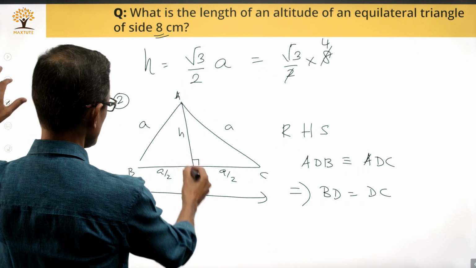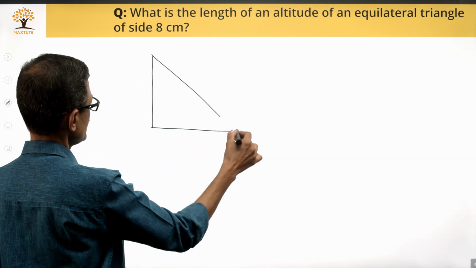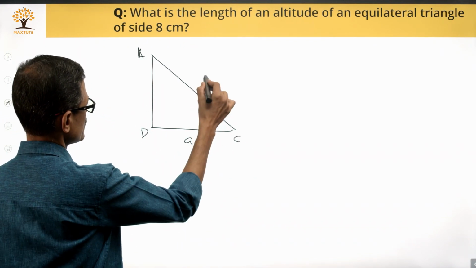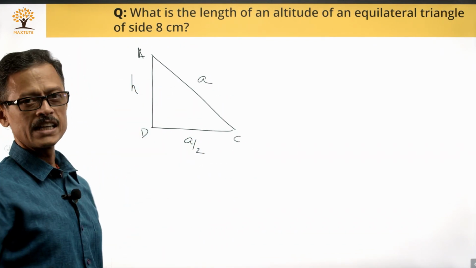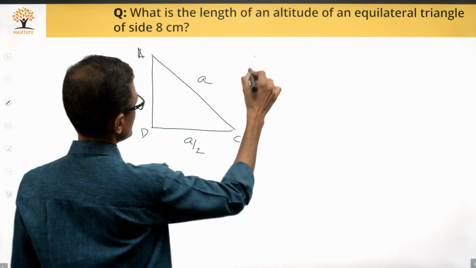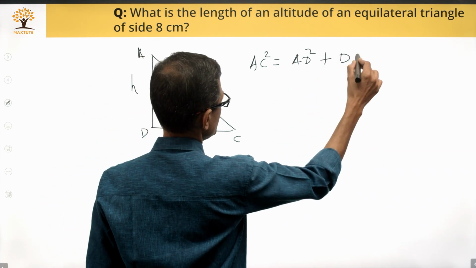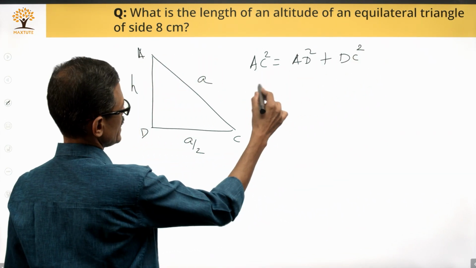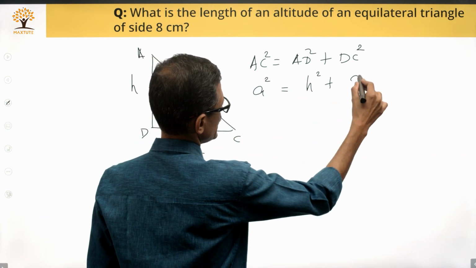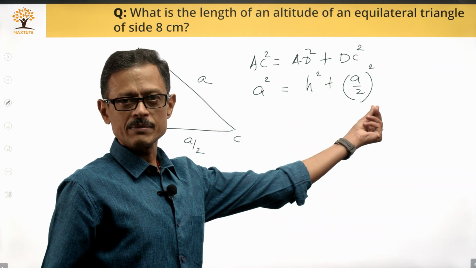Now I am going to just focus on right triangle ADC. Right triangle ADC. This is A by 2. This is A. AD, the altitude is what we are trying to find out. Apply Pythagoras theorem. Hypotenuse square AC square is equal to AD square plus DC square. AC square is A square is equal to H square, which is what we are trying to find out, plus A by 2 the whole square is what we have. A square by 4 is what it will be.